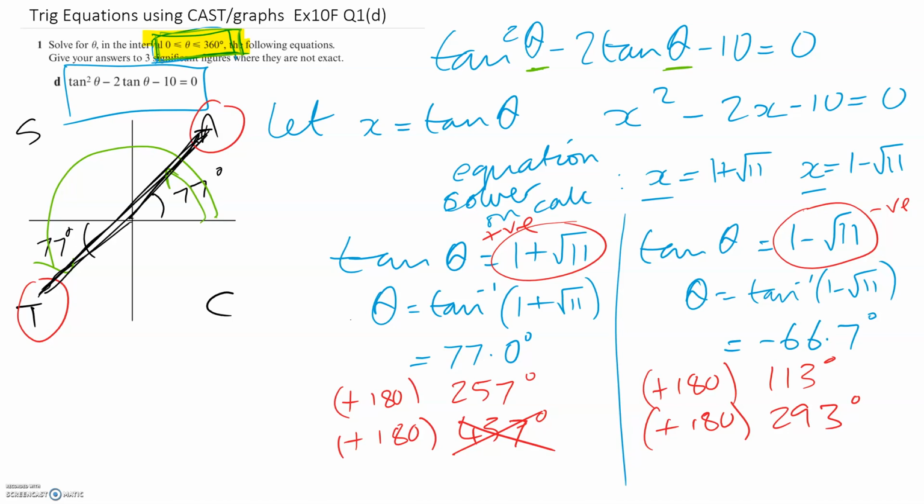And so our final values to this question will be the ones underlined in green here. So these are the four solutions. This one isn't in the range, so we will just get these answers.